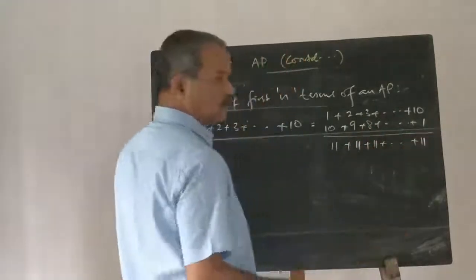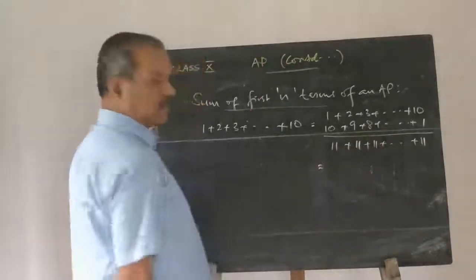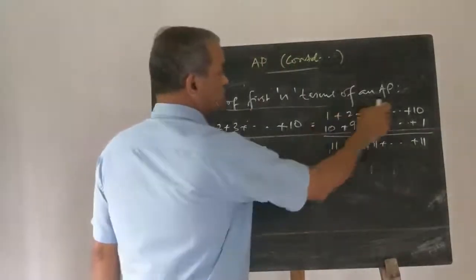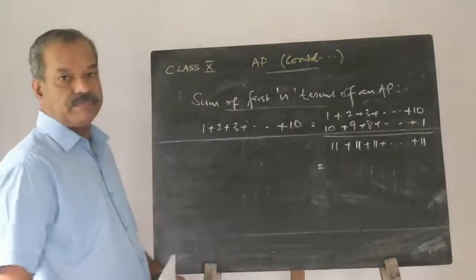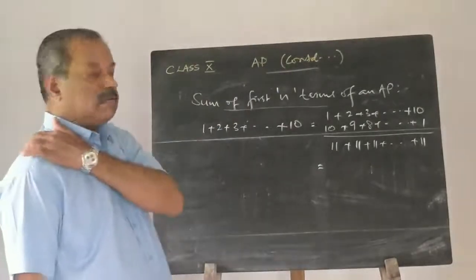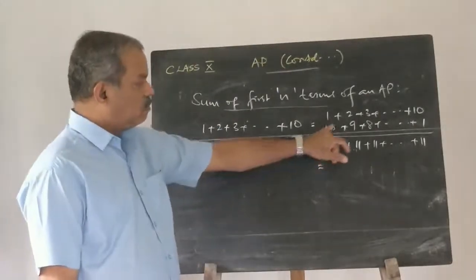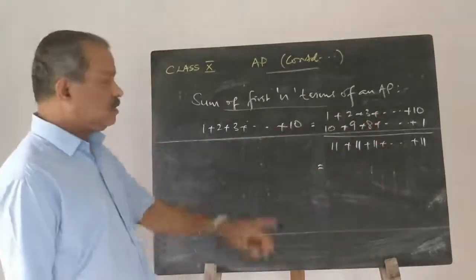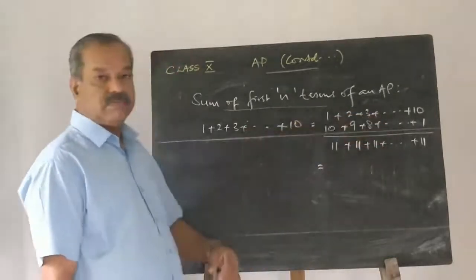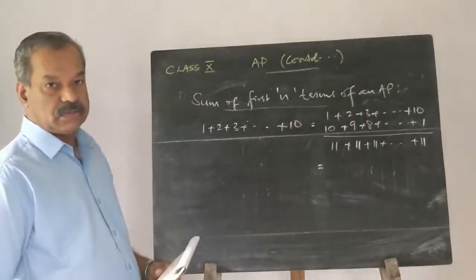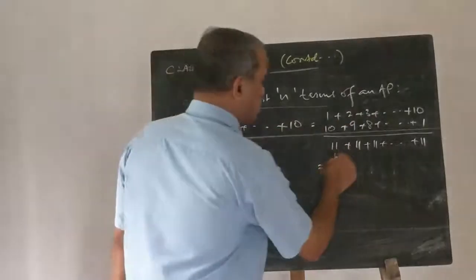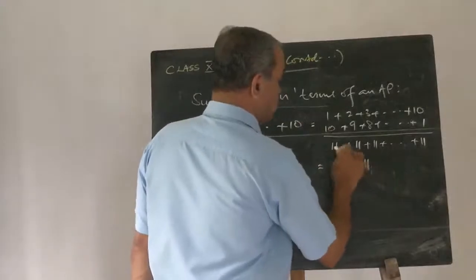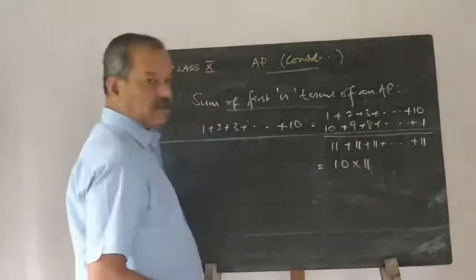Plus etc. plus 11. How many times do we take 11? Because 1 to 10 are arranged in the form 1 to 10 two times, that is 1 to 10 and 10 to 1. Each term occurs 2 times. So we have 10 times 11.